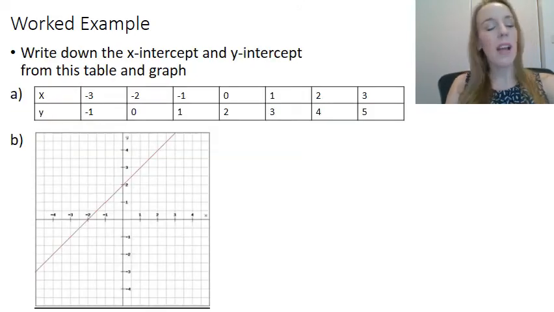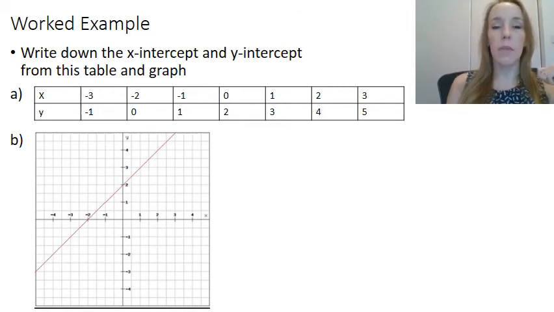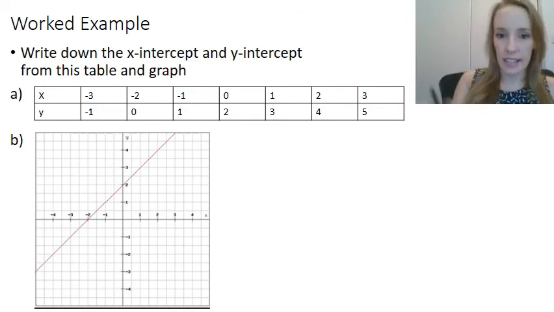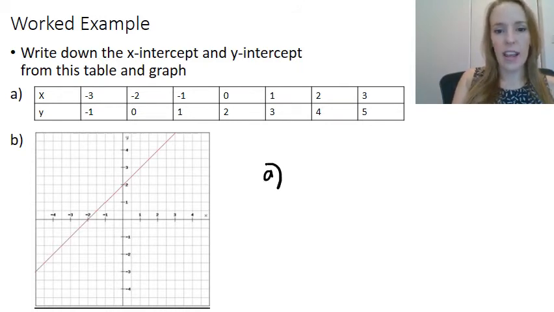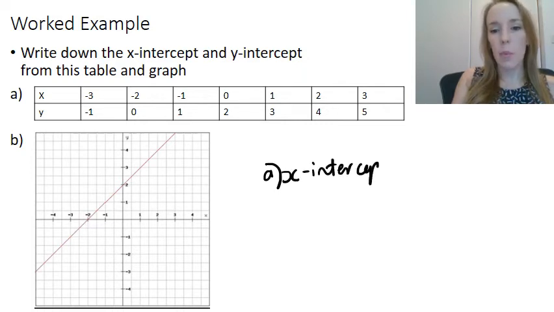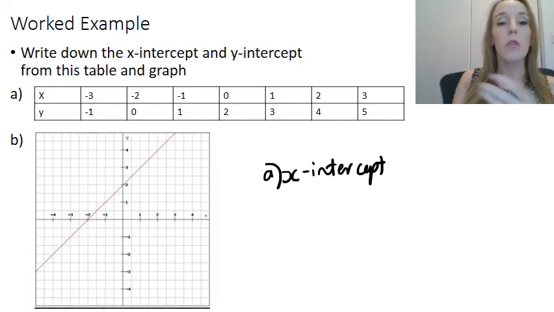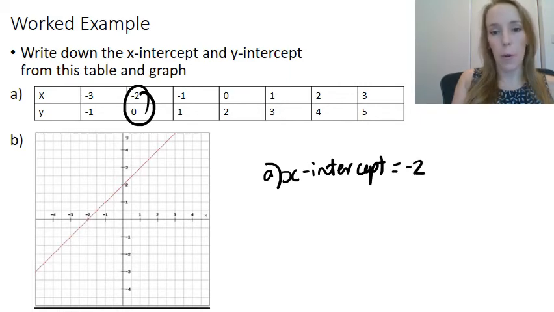Okay, our next worked example is write down the x-intercept and the y-intercept from this graph and table. Well, that's pretty easy. So for our table there, I'll answer it down here. So A, x-intercept. So we know our x-intercept is the point when y equals 0. So we look for the table. Where does y equal 0? Oh, that's here. So our x-intercept is obviously going to equal -2.